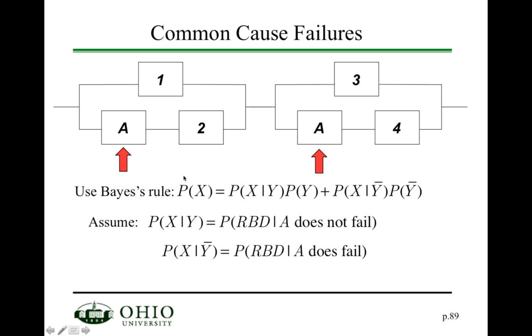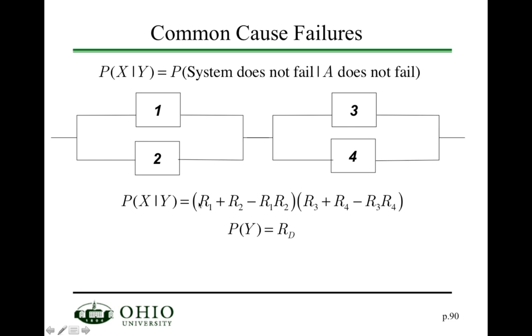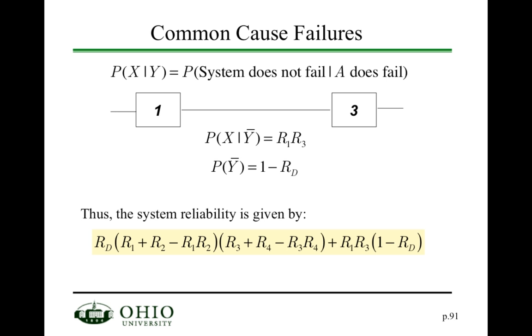So it means that you have now found, via Bayes' rule, the probability that the system does not fail, in other words, the system reliability. Again, I'm sorry for the mistake. RD is really the reliability of A. I should have used an A there, I guess.